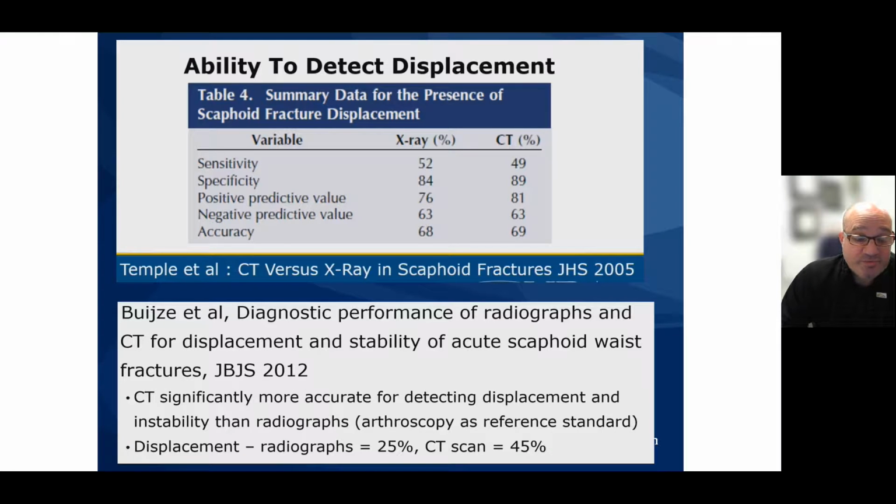Once we know the fracture, what about the ability to detect displacement? This was compared in 2 good studies, by Temple and Bucy. In Bucy's study, they used arthroscopy as a reference standard, and they were able to show that CT was more accurate in detecting displacement and instability than radiograph. It was not perfect, but definitely far more reliable. Again, far from perfect agreement, but better.